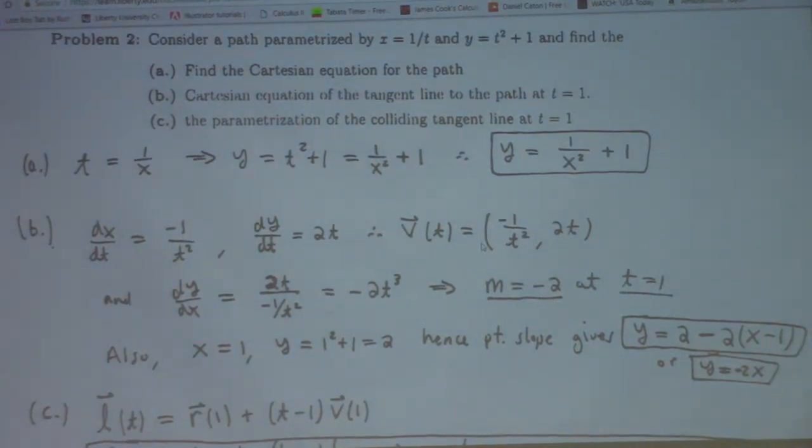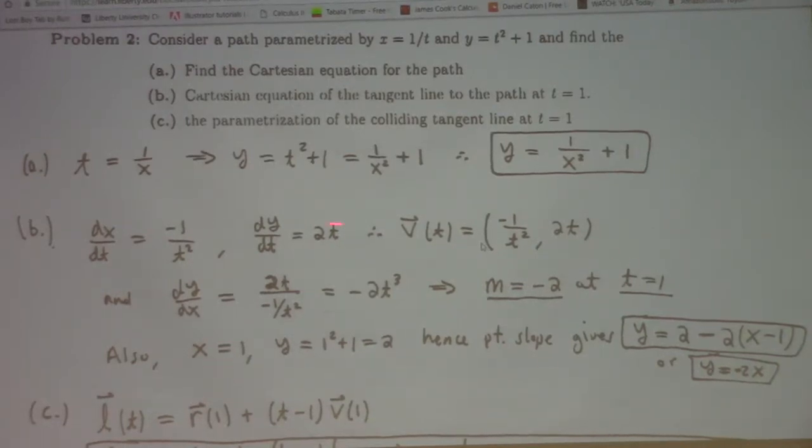Sorry. Anyway, the way I did this was to notice that t is equal to 1 over x, but then y is t squared plus 1, which means that y is 1 over x squared plus 1. So y is equal to 1 over x squared plus 1. That's the Cartesian equation for the path. In fact, it's a graph. Woohoo. Now, the tangent line, most of you got this wrong.